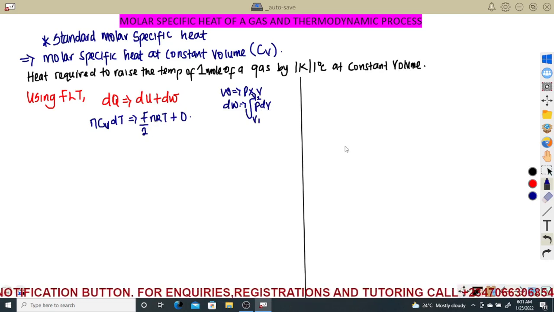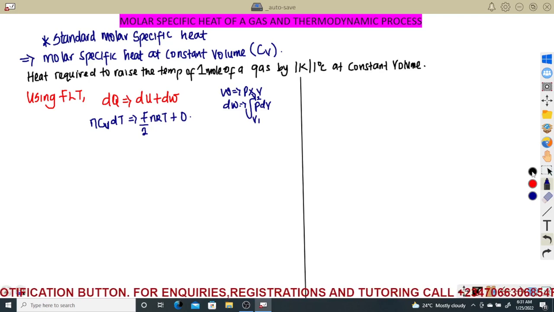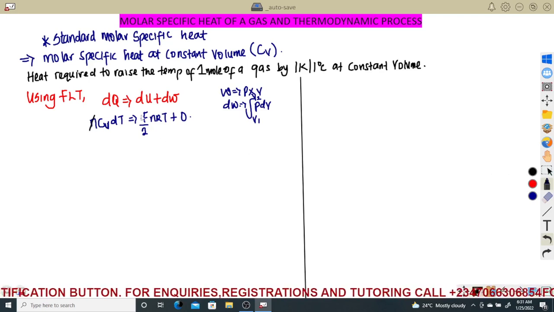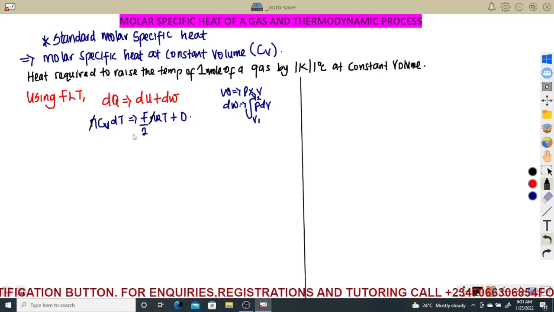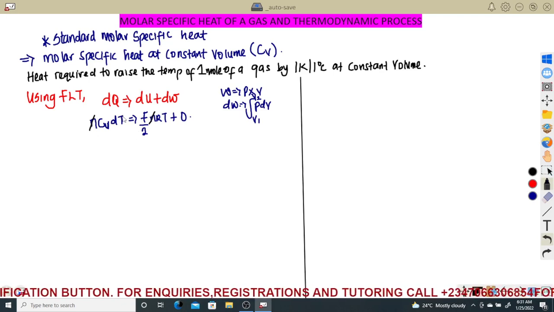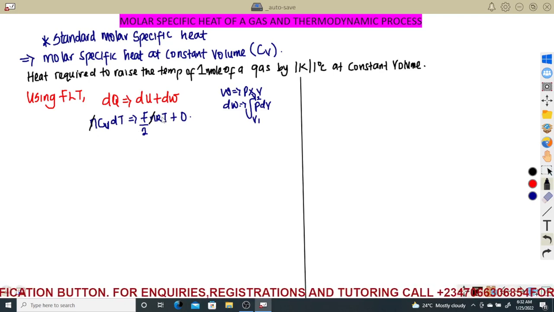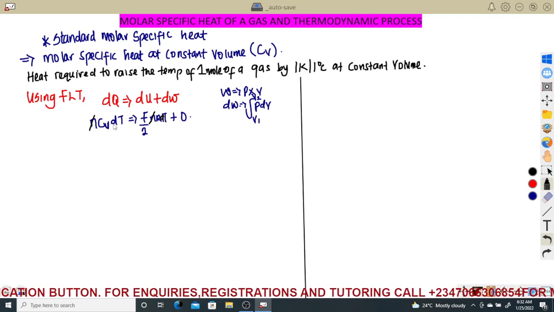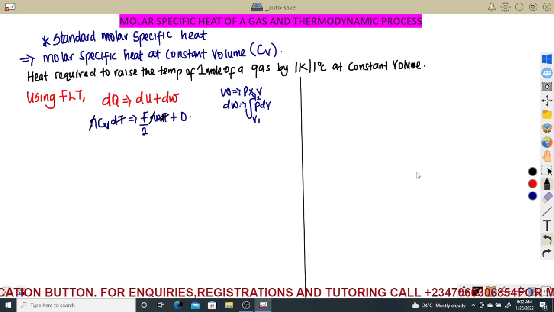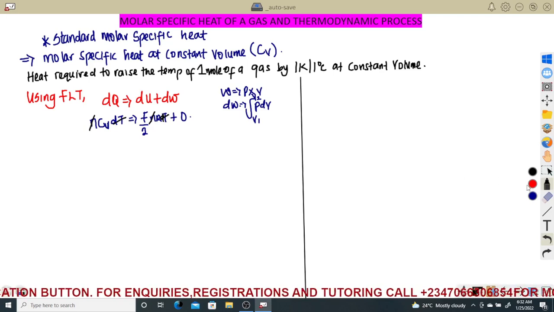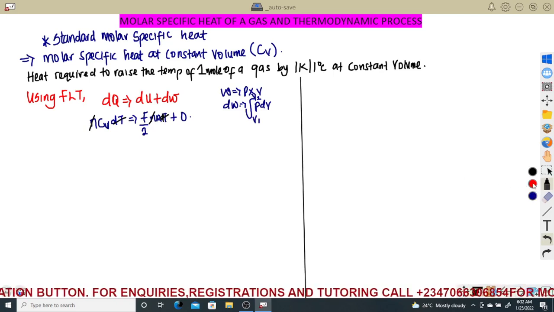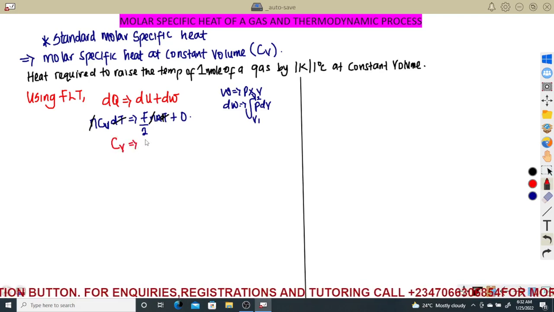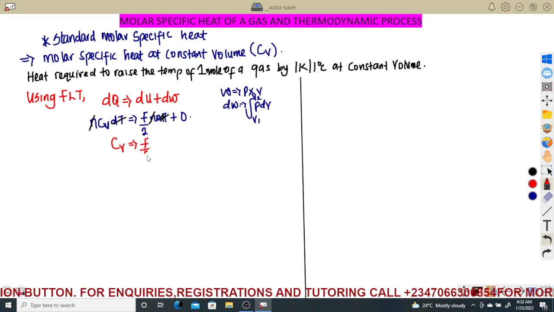So we can now just cut out on simplification. On simplification, we can say n gets cancelled out. As you can see, my dear student, the T also gets cancelled out. This should be n Cv equals F by 2 nR dT. The T also gets cancelled out. So what we are left with here is that Cv equals F by 2 R.